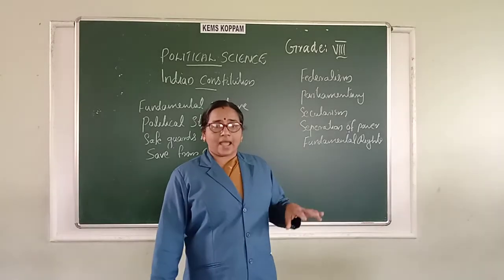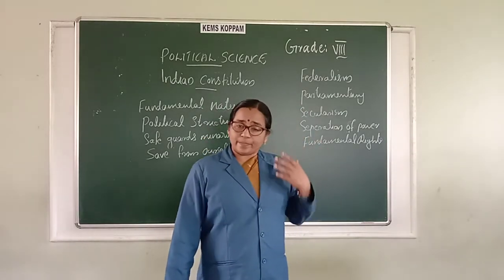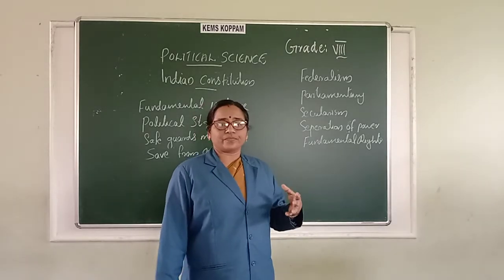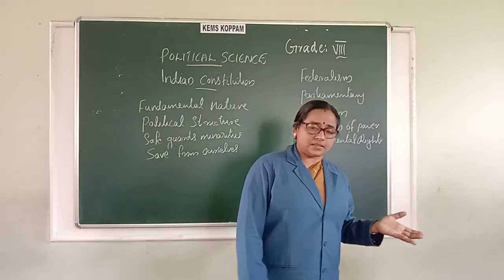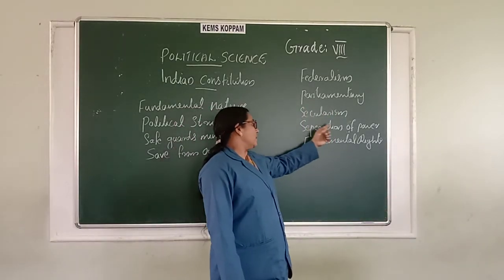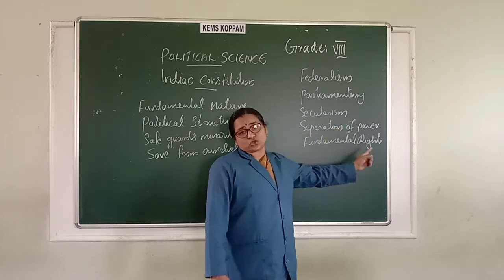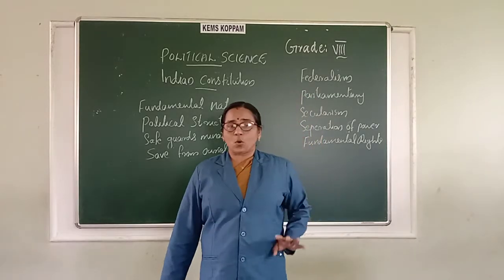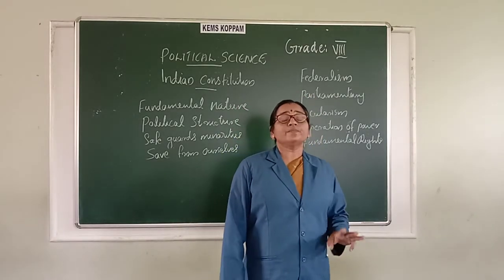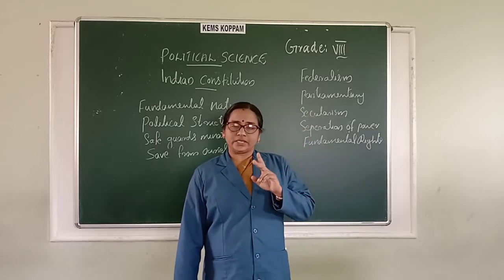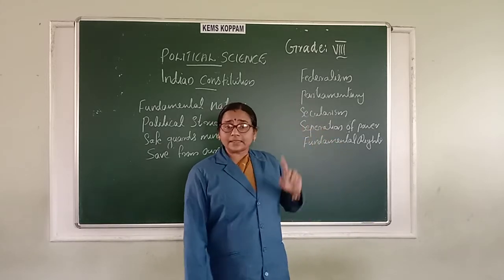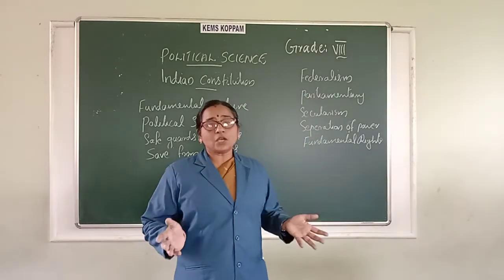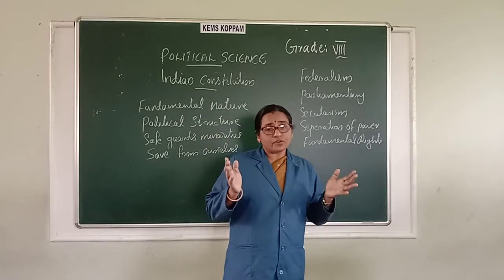So any person can profess, preach and practice his own religion, and he can change his religion from one to another. So that is secularism. And the next one is separation of powers. Separation of powers means that a government has mainly three organs: legislative, executive and judiciary. These are the three important organs of the government. The power is divided between these three organs. So that is separation of powers.